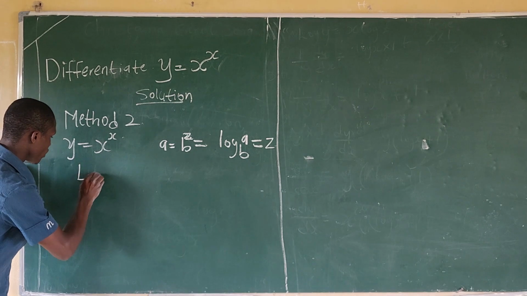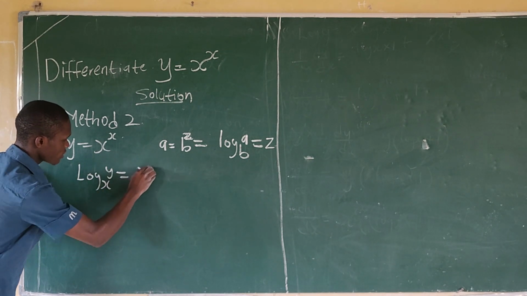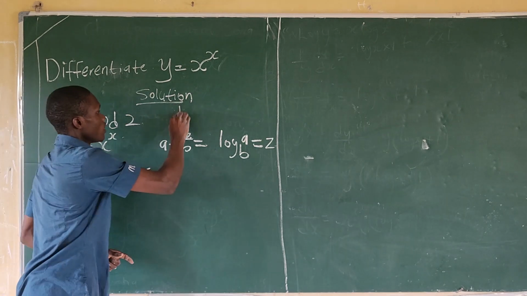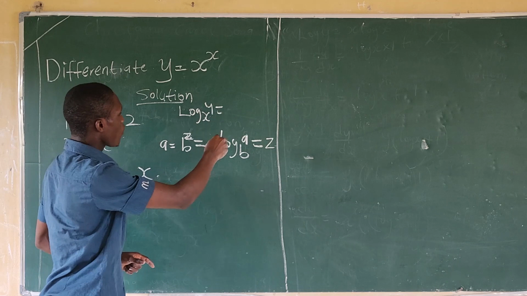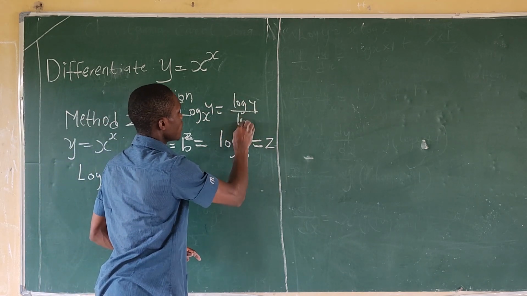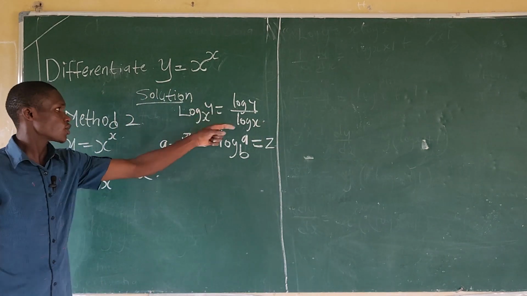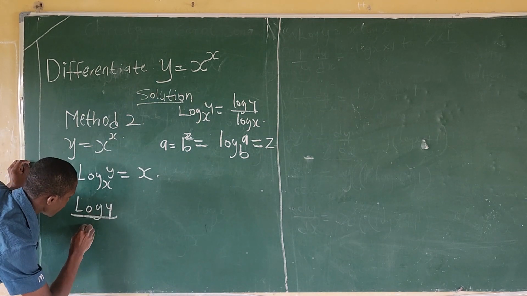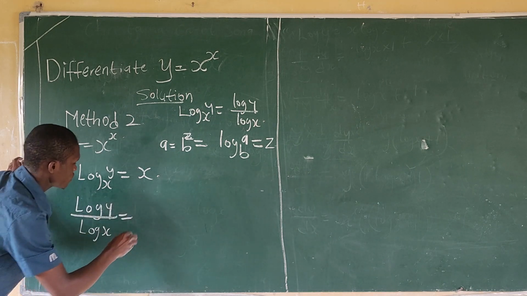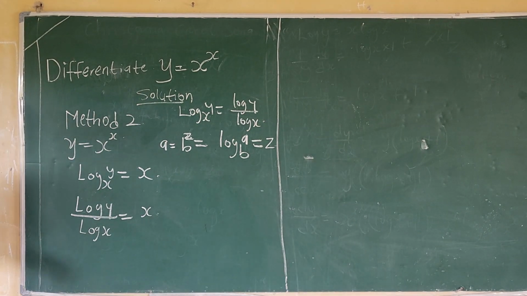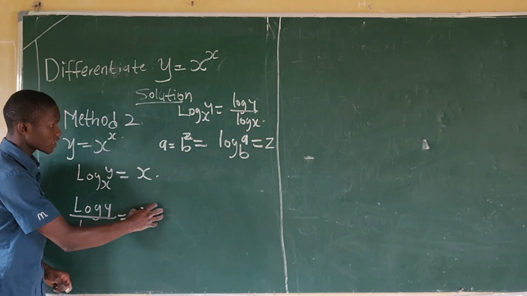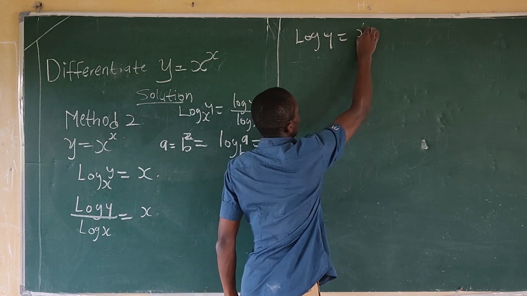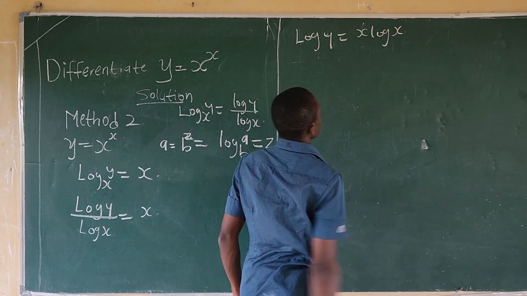So we are going to have log base x of y equals x. With this, there's another principle from logarithm, which says log base x of y is equal to log y over log x. So at this point, we put this principle here. I'm going to have log y over log x equals x. What are we going to do next? We are going to multiply both sides by log x, so we are left with log y equals x log x.